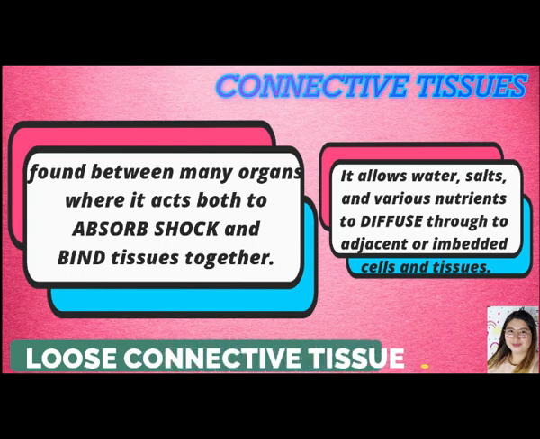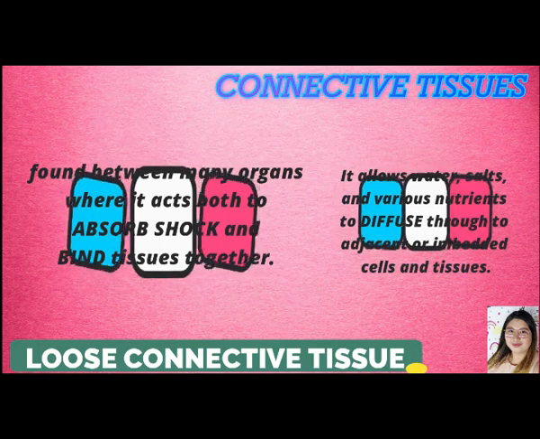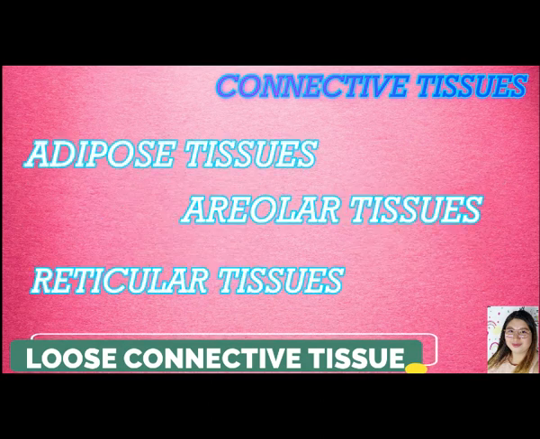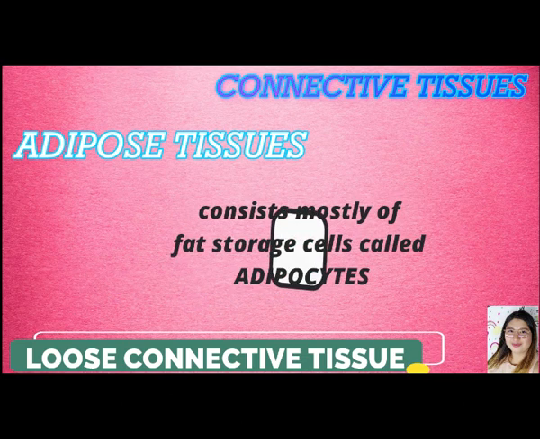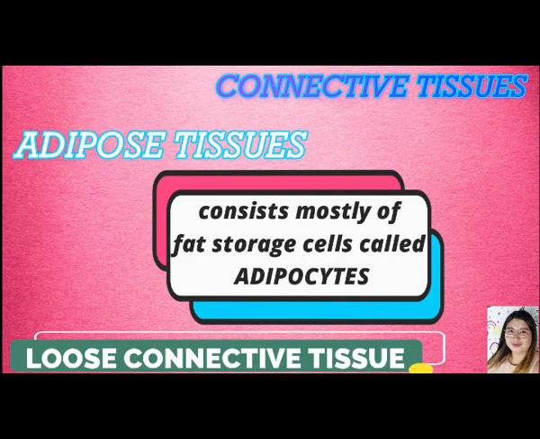So it allows water, salts, and various nutrients to diffuse. O ganun ulit kanina, nabanggit natin, from higher concentration through a lower concentration to adjacent or embedded cells and tissues. So loose connective tissues include adipose tissue, areolar tissue, and reticular tissue. So ano yung adipose tissue? So mostly it is made up of fat storage cells called adipocytes.